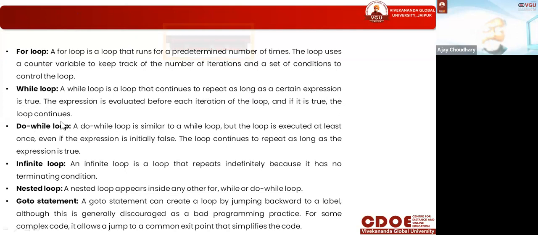If you have a question, what is a loop in any programming language? There are two types of loop: entry controlled loop and exit controlled loop. Some examples of loops are the for loop, do while loop, infinite loop, nested loop, and goto statement. These are the types of loops.